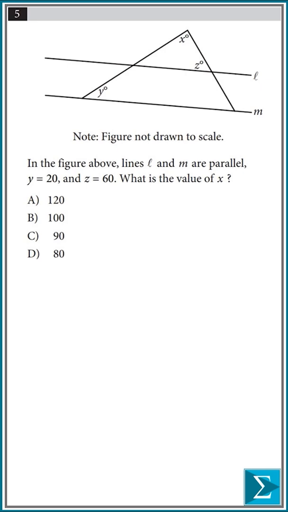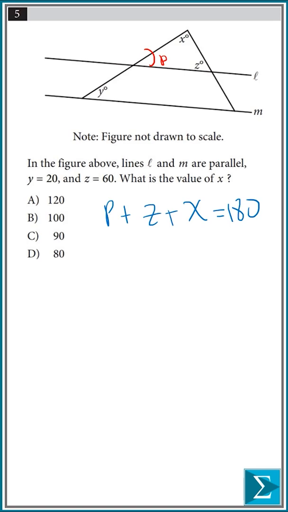In this problem, we are given a triangle and a couple of parallel lines, namely L and M, and two angle measurements, namely Y and Z. And we're asked to find the value of angle x. To do this, we'll first note that the sum of the interior angles of a triangle has to be 180 degrees. Thus, the sum of angle x, z, and a new angle that I will label p will have to be 180 degrees. Thus, we'll start an equation saying that p plus z plus x is equal to 180 degrees.